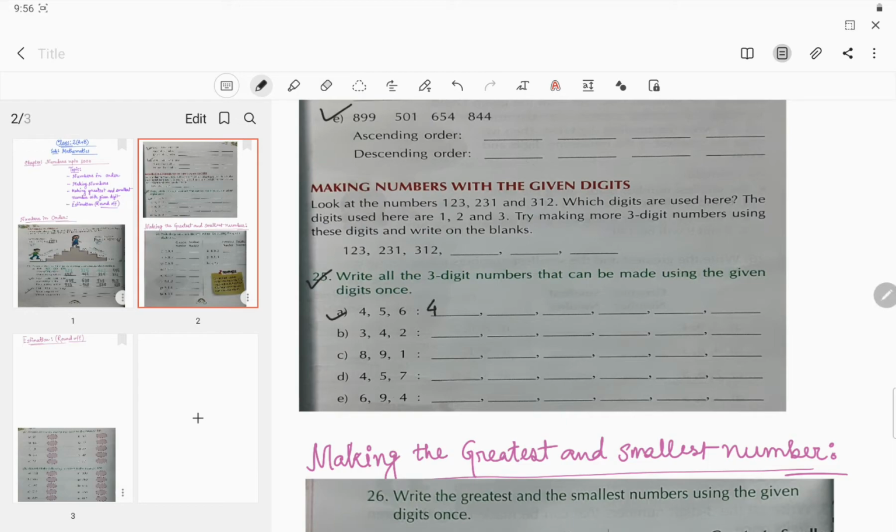So at first I am writing 456, then 465, then 645, then 546, then 564, and 654. This is the combination of all 3-digit numbers using these digits. So you can make other numbers using the digits in B, C, D, E. You have to solve by yourself. Okay.